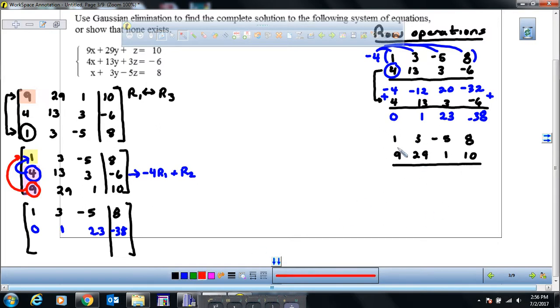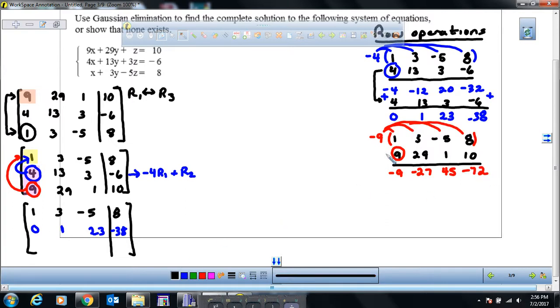So if I want to make the 9 into a 0, in order to cancel out the 9 and the 1, first I need to multiply the 1 by the opposite, which is negative 9, and then we're going to add them. Negative 9 times 1 is negative 9. Then negative 9 times 3 is negative 27. Negative 9 times negative 5 is positive 45.